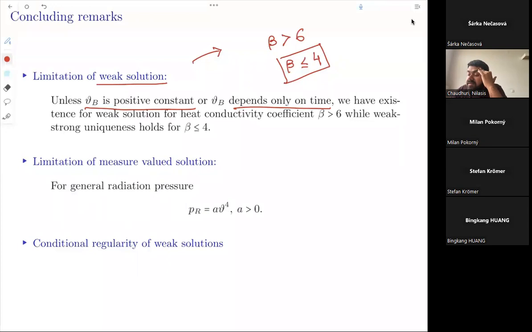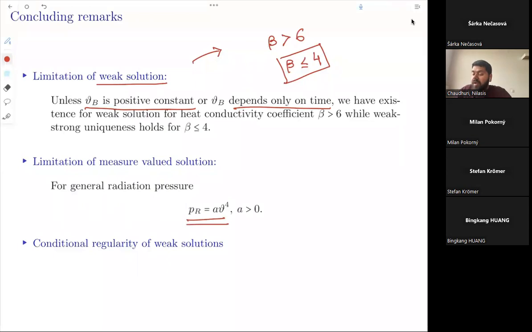And next, in the case of the measure-valued solution, this is also a limitation that Březina, Feireisl, and Novotný mentioned. We have the same issue: for general radiation pressure, like the Stefan-Boltzmann law, we are not able to conclude the weak-strong uniqueness for the measure-valued solution.